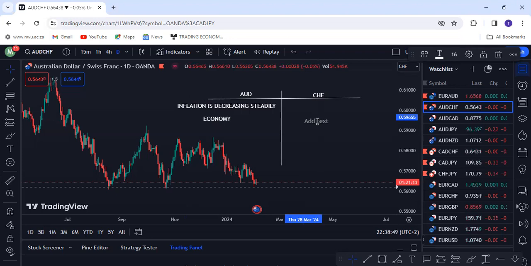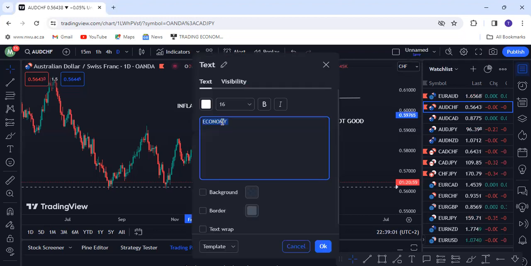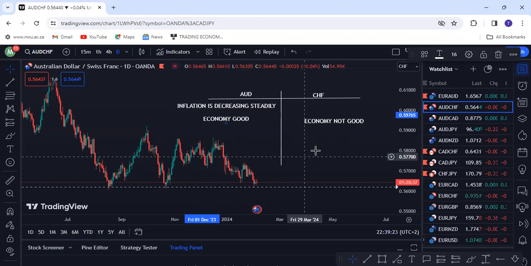So here we can say the economy is not good. For a further detailed analysis, we'll look at jobs and an overall, holistic view of the economy. But the Australian economy is not doing very badly, so we can say it's good.